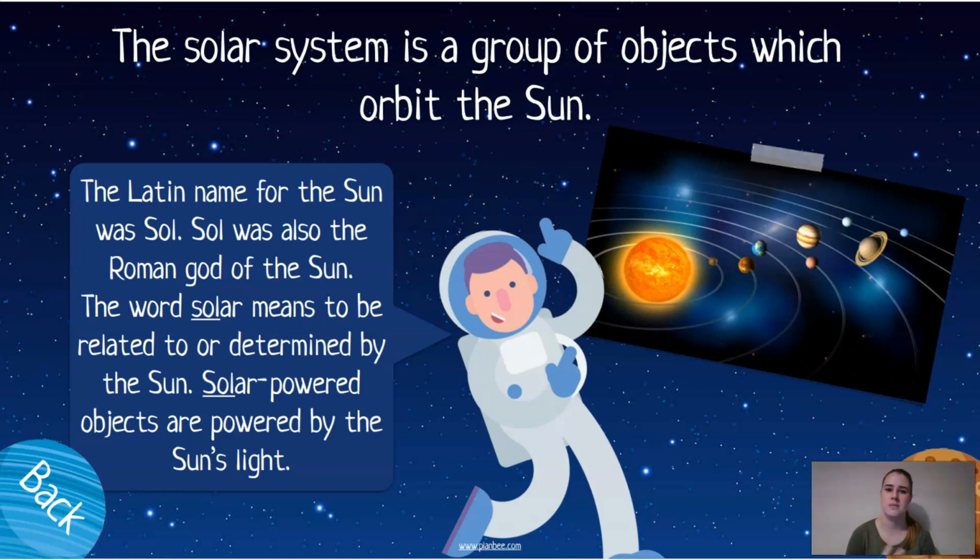Okay, so the solar system is a group of objects which orbit the sun. And we know that those objects are obviously our planets. And we know when we orbit is when we move or travel around. Now, the Latin name for the sun is Sol.